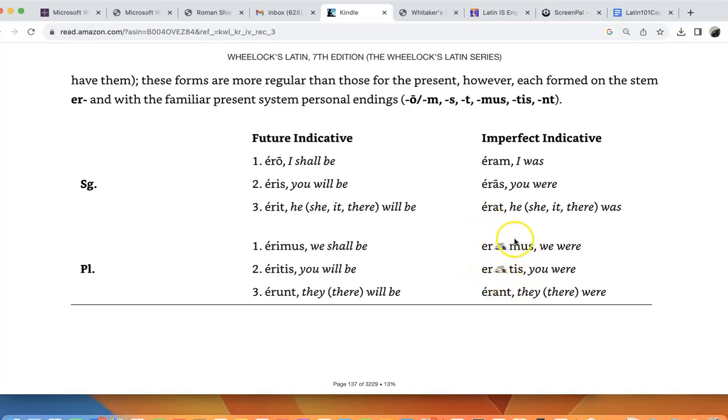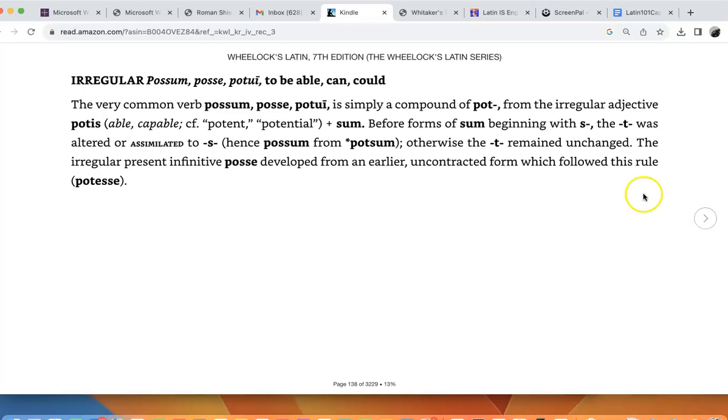Once again, I'm using a Kindle version, hence the wonky characters here, but those, of course, are A's with macrons. So those need to be memorized. Same thing with possum, posse, potui. I am able, to be able, and I could. Irregular simply means that they're hard to predict and hence probably need to be memorized or practiced a lot, which in one sense is the opposite side of the coin.